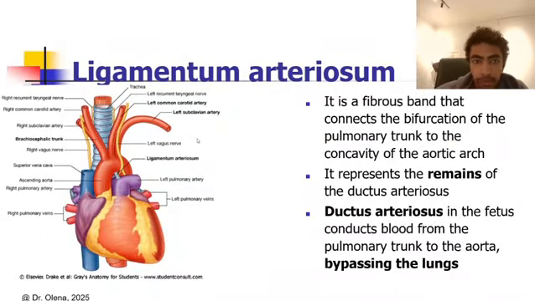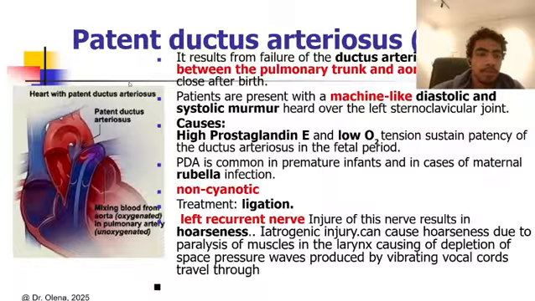We have the ligamentum arteriosum, which is the remains of the ductus arteriosus, which is present to take blood from the aortic arch to the pulmonary trunk, and is found in the fetus. Now, patent ductus arteriosus is what happens when the ductus arteriosus doesn't close. It is caused by high prostaglandin E and oxygen.